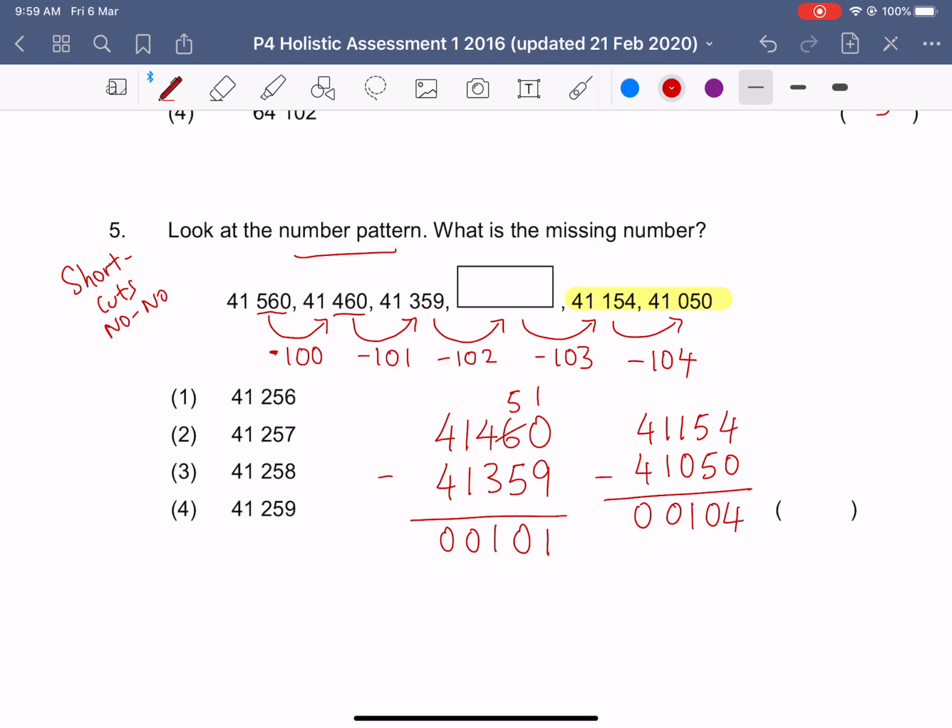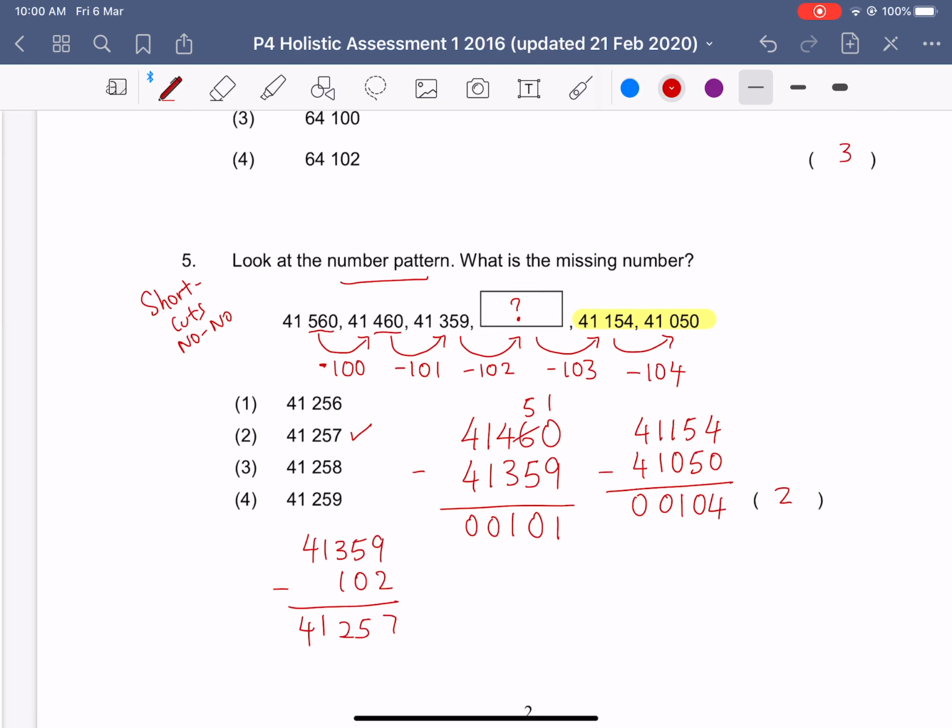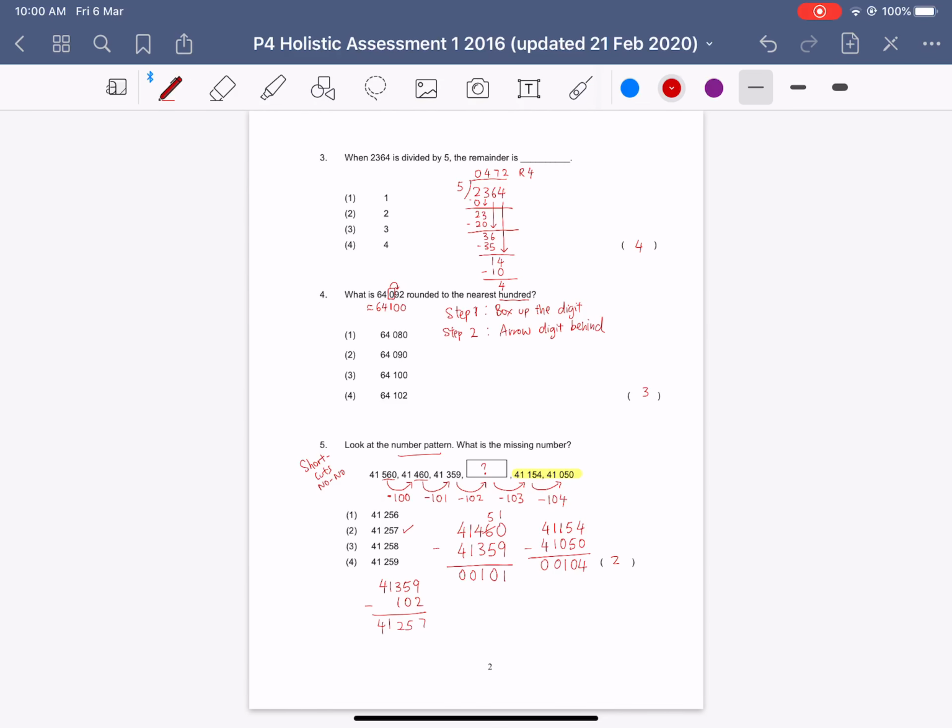Okay, and there I got it. I know the pattern decreases like that. So for me to find out what this number is, I will need to take the previous number minus 102. And I will have the answer, which is 41257. Okay? So that's it for page 2.